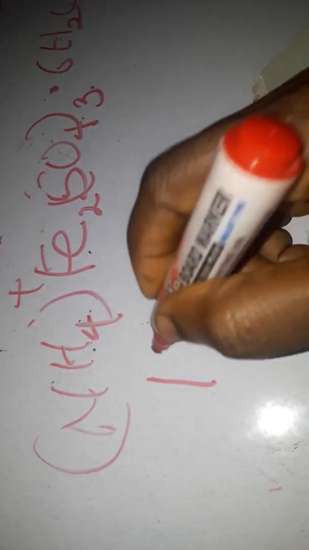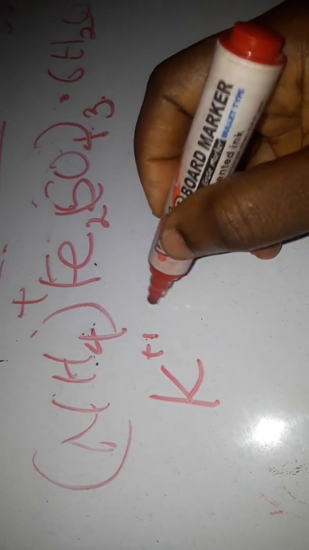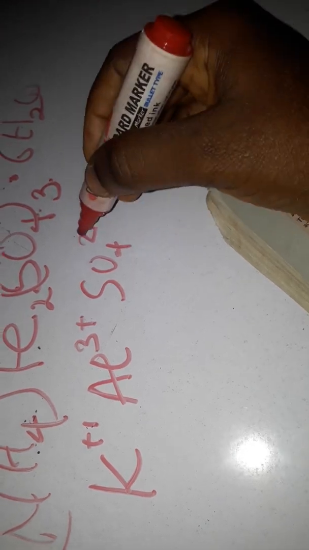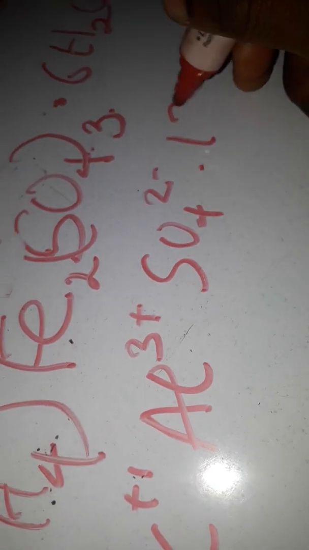Another example is potassium. Potassium has a valency of 1, aluminium has 3. Sulfate is the third one, which is negative, SO4 2 minus. Now this comes here, while 3 goes to the other side, and then you have dot H2O. Another example, dot 12H2O.